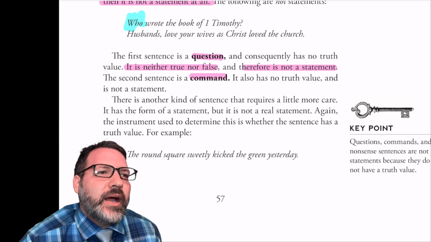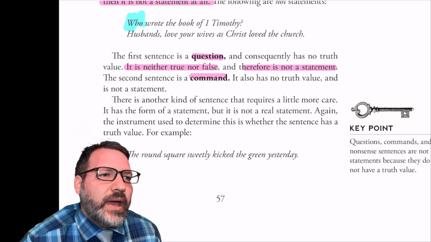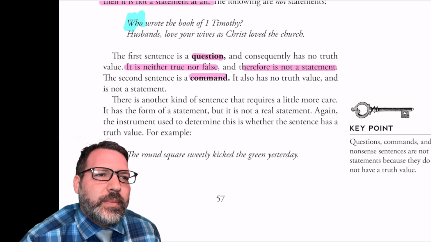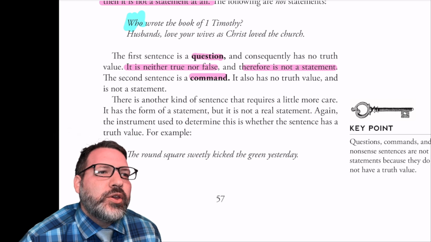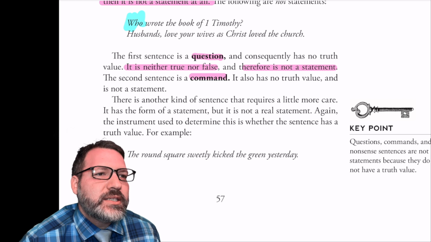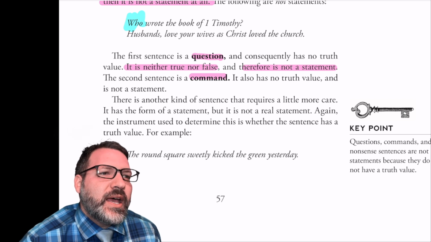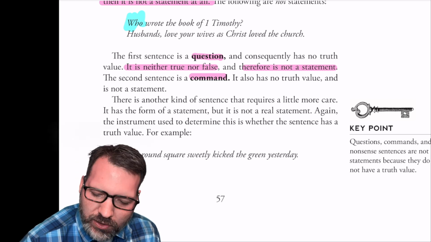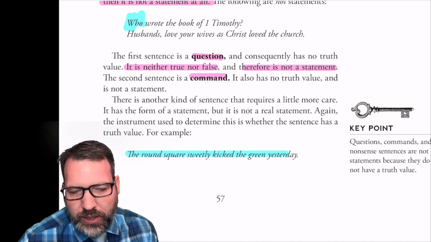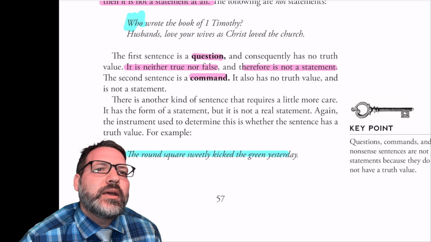There is another kind of sentence that requires a little more care. It has the form of a statement, but it is not a real statement. Again, the instrument used to determine whether it is a statement is whether the sentence has a truth value. So let's see if we can figure out what's going on here. The round square sweetly kicked the green yesterday.